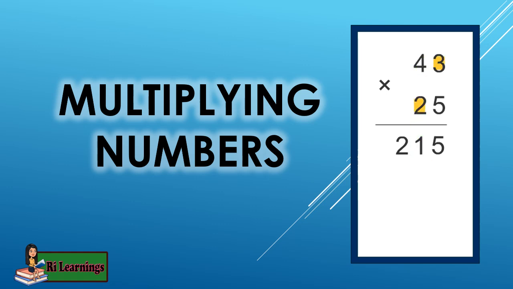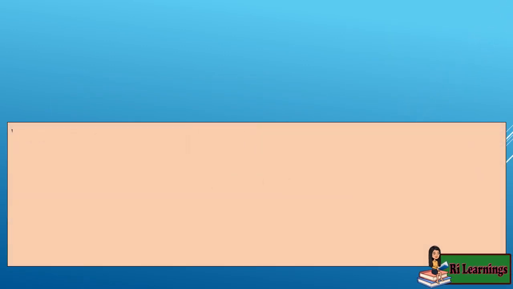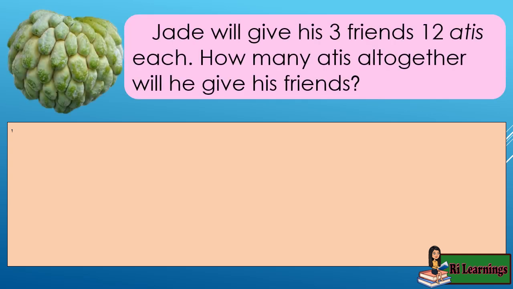Multiplying numbers. Read the problem, then answer the questions that follow. Jade will give his 3 friends 12 attas each. How many attas altogether will he give his friends?